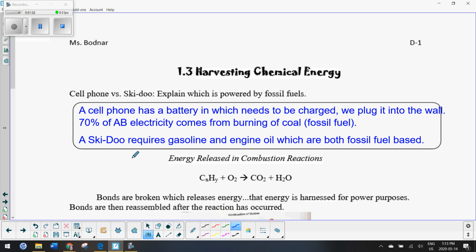Roughly 70% of our electricity that we rely on every day comes from the burning of fossil fuels. So anytime you plug something into the wall, unless you are not wired to the electrical grid, 70% of the energy that is coming out of that outlet is coming from the burning of coal, which is fossil fuels. So that being said, a cell phone versus a skidoo.